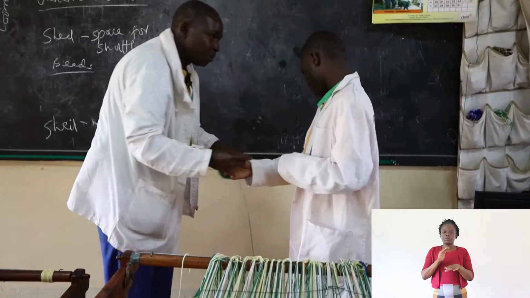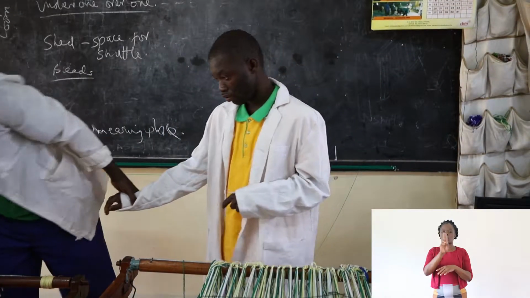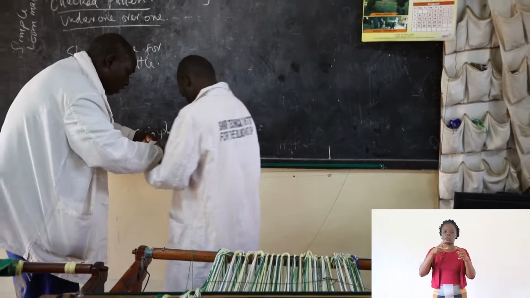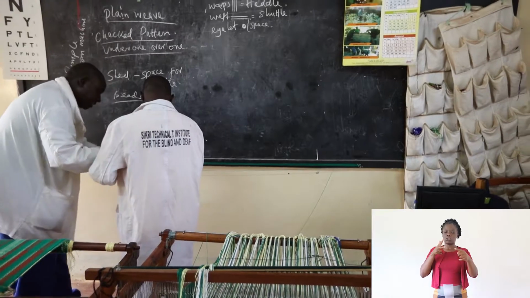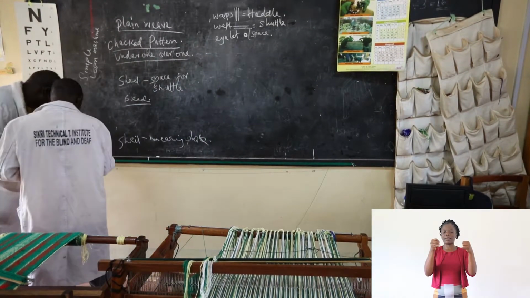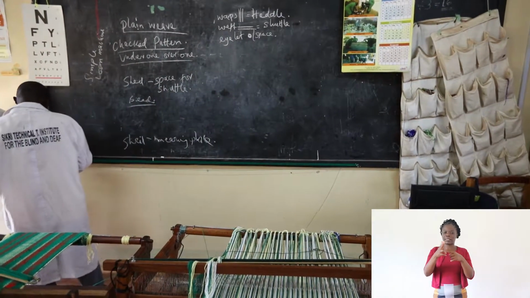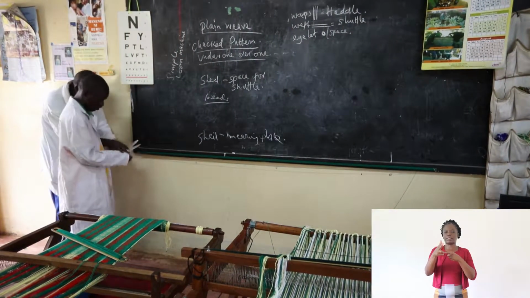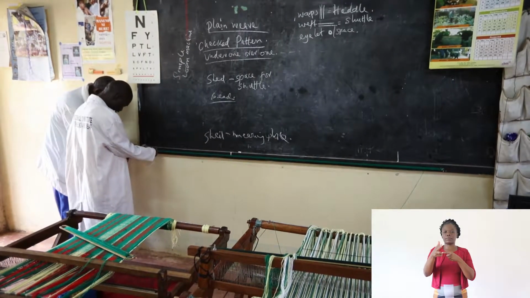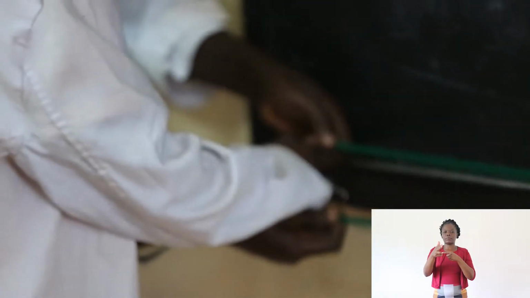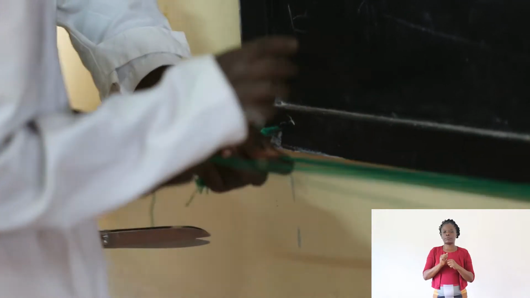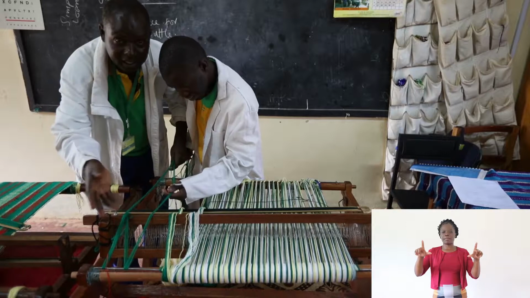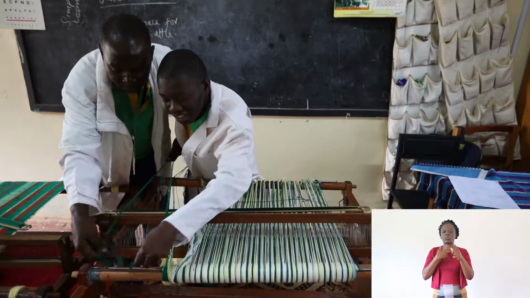Good. So we are going to use the scissors to cut the one we have measured. So when we are cutting, you get hold of this. Get hold of this, then you cut. Get hold of this, cut it. Good. So now we have the length we want. Then we now want to load it.